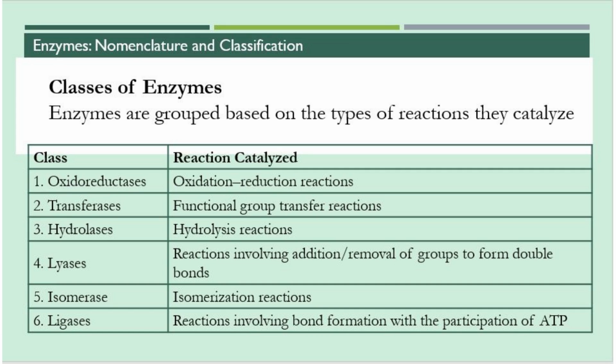Okay. Lastly, for this video, this is just part one of my discussion on enzymes and vitamins. Now, we have here classes of enzymes, and we will be looking more into this in part two of the video. Now, enzymes are grouped based on the types of reactions they catalyze, and we have six classes based on the type of reactions catalyzed. We have the following: oxidoreductases, reaction catalyzed, oxidation and reduction reactions. Oxido, oxidation, reductases, reduction reactions.